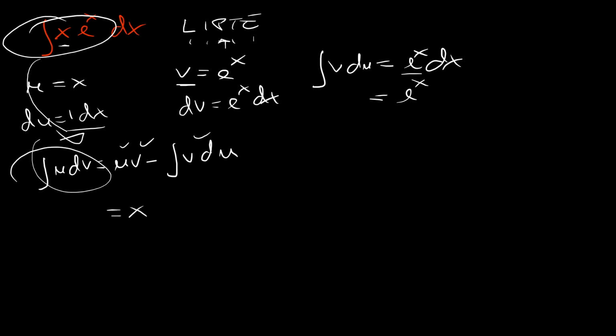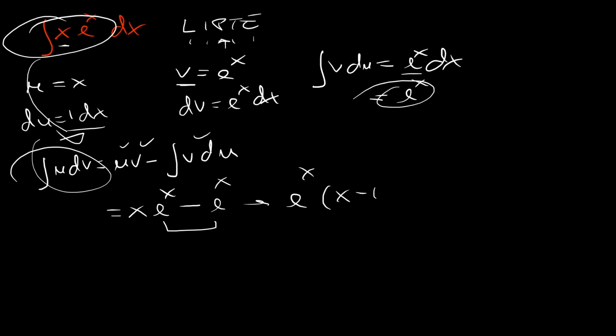So it's x, and then v, which is e to the x, minus the integral of this one that we know, that is e to the x. And we notice that we have the same term here, so we can simplify this a bit further. So we have e to the x, factor it out, and then it's x minus 1. Notice this is the same thing, because it's e to the x times x, minus e to the x times 1, plus the constant.